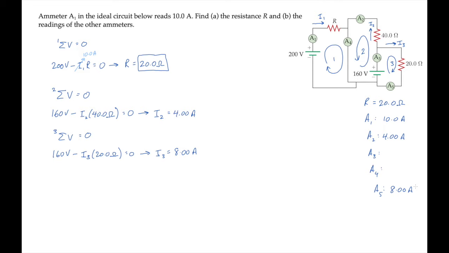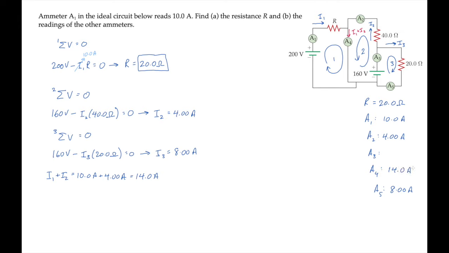Let's first look at this node. I'll draw a red current leaving it. We see that currents I1 and I2 enter it, so the red current leaving it must equal the sum of I1 and I2. That gives us 14 amps, which is then directed through ammeter 4.